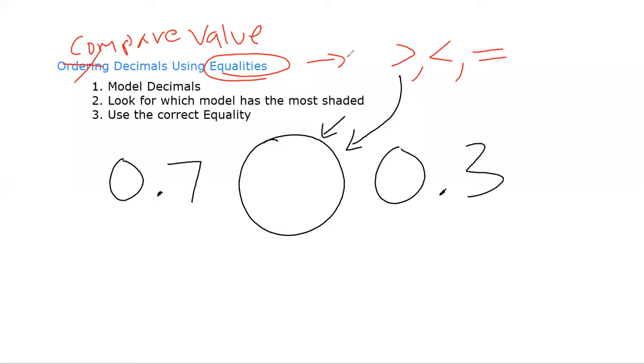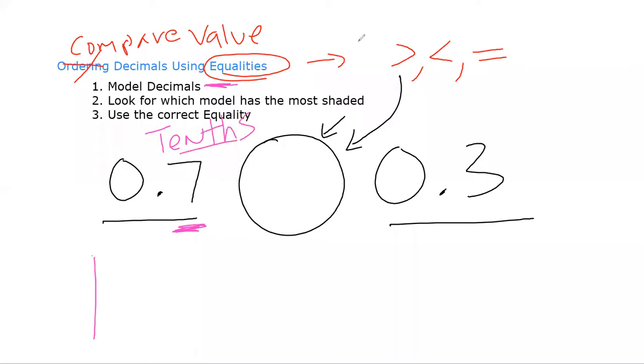All right, so we have 7/10 and 3/10, and we really want to be thinking about which one of these would be larger, or are they equal to one another, and then what is the equality that goes in there. So that first step is to model the decimals. If we remember from before, we're going to take 7/10. That's what this place value is. It's the tenths, which tells me the whole is being cut into 10 pieces. That's why it's a tenth.